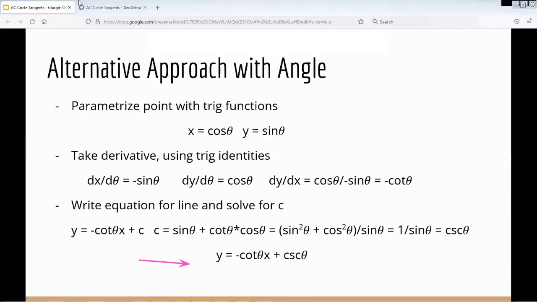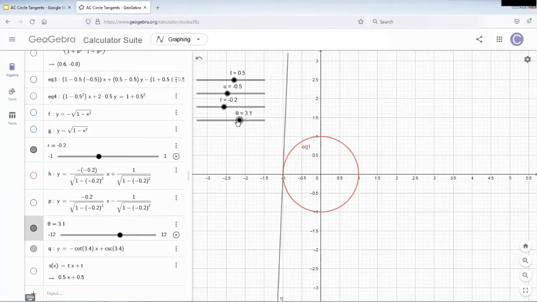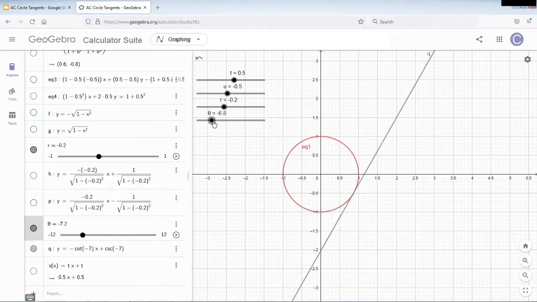Okay, let's take a look at that in GeoGebra. This one is here, and you can see as I vary theta, the line goes around and around and around and around.